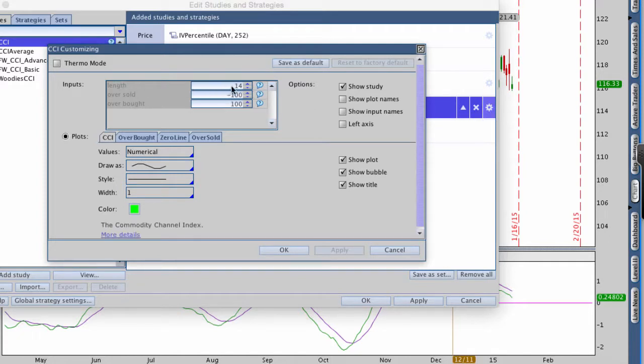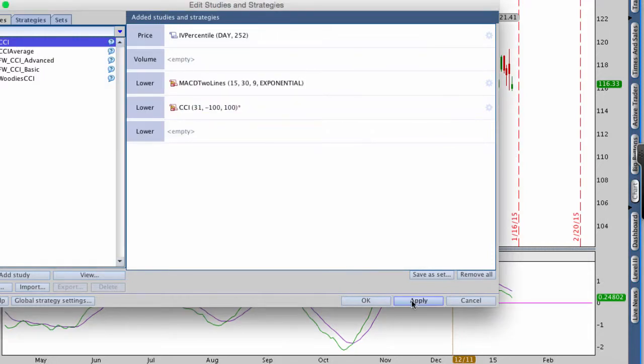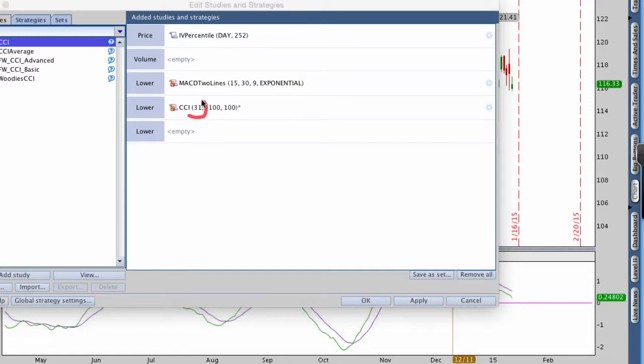The length of CCI is similar to MACD in that it judges time frames in the past. It's currently set at 14, and we're going to widen this out to 31. What that does by widening it out to 31 is it just takes in more data and gives us a smoother transition. So if you have a 14-day setting on your CCI, you're going to get a lot of signals because it's based on data going back and forth about 14 days.